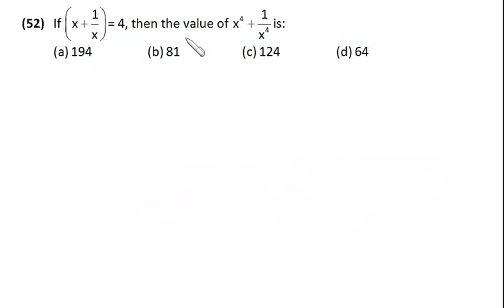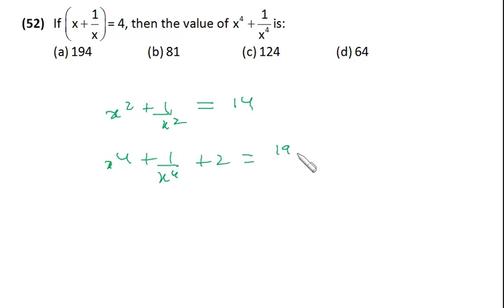x plus 1 upon x is 4. Value of this just pretty simple, just square it. x square plus 1 upon x square plus 2 is equal to 16. So this must be 16 minus 2, that is 14. Further, x to the 4 plus 1 upon x to the 4 plus 2 is equal to 196. So this must be 194, right?